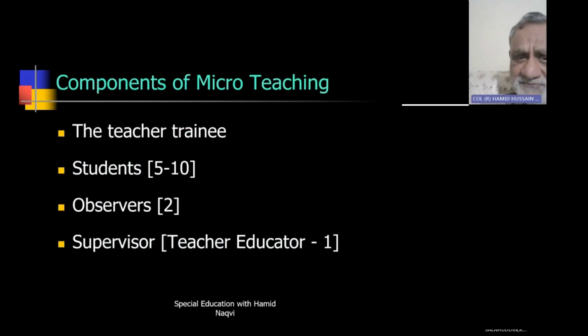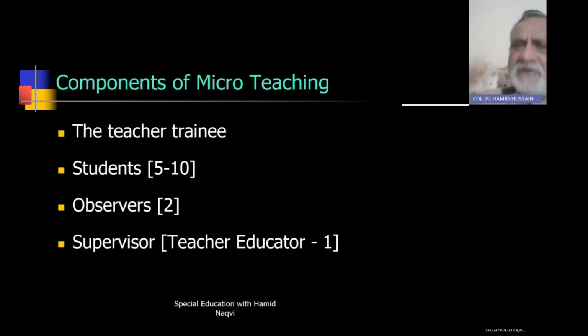The trainee, students, which we have already said 5 to 10, observers, two students that may be fellow students of that trainee, or that may be two observers from teachers, and then the supervisor, that is myself. I am a teacher's trainer or master trainer.